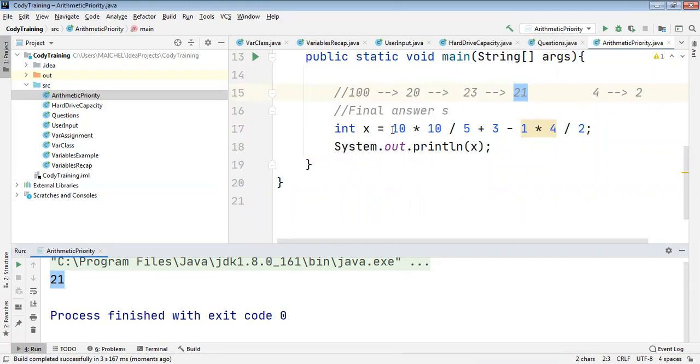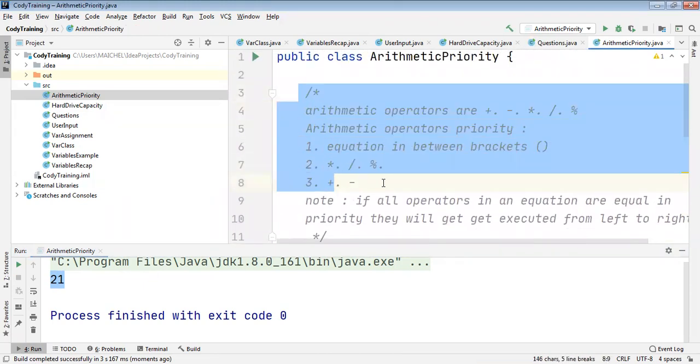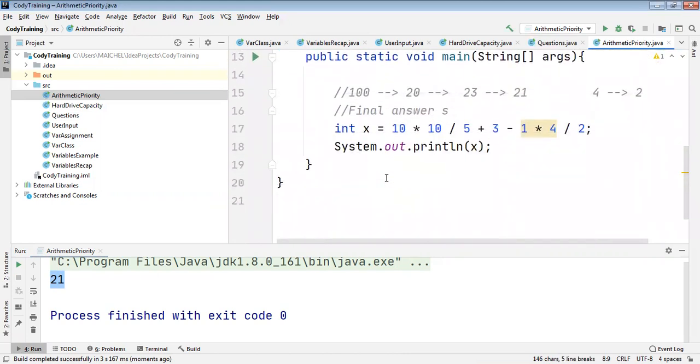Do you want to try to execute it without respecting these rules, and see if the result will be the same or not? Sure. Here, 10 by 10 will give us 100. 100 divided by 5 is 20. 20 plus 3 is 23. Minus 1 is 22.